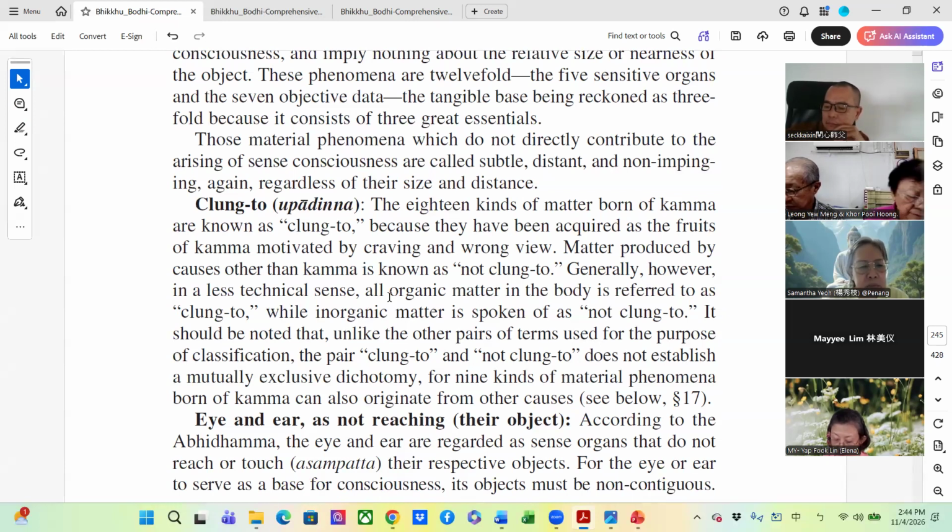It should be noted that unlike the other pairs of terms used for the purpose of classification, the pair clung to and not clung to does not establish a mutually exclusive dichotomy. For nine kinds of material phenomena born of karma can also originate from other causes.